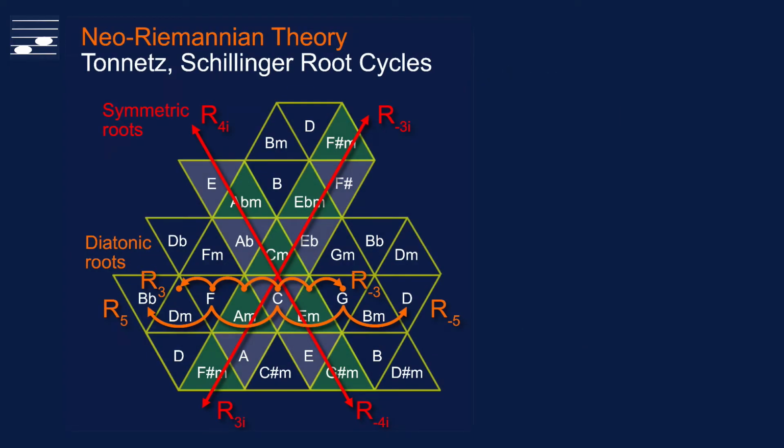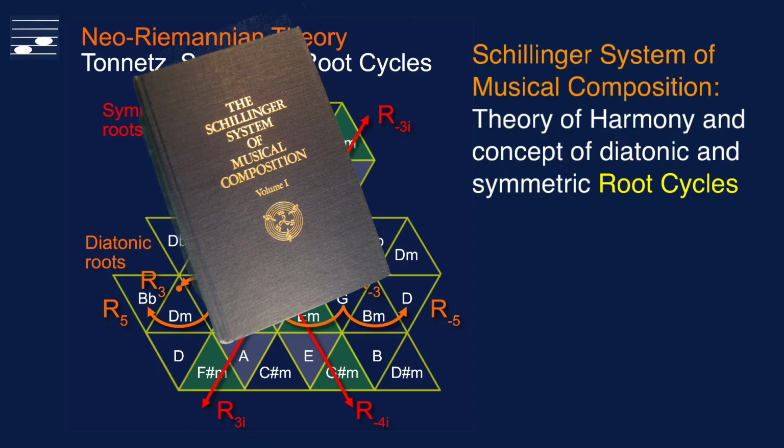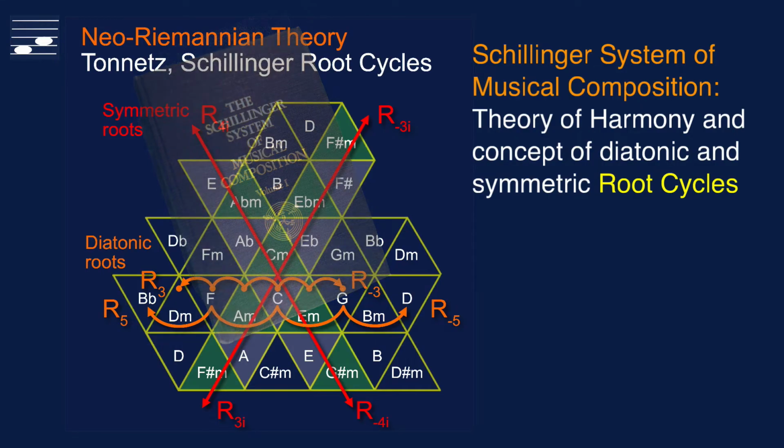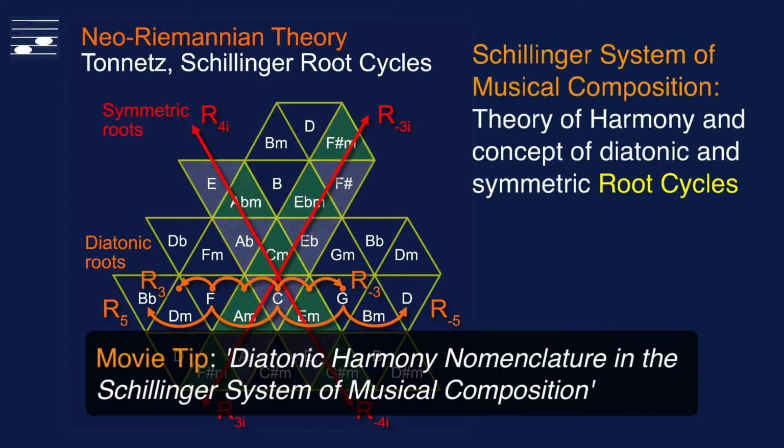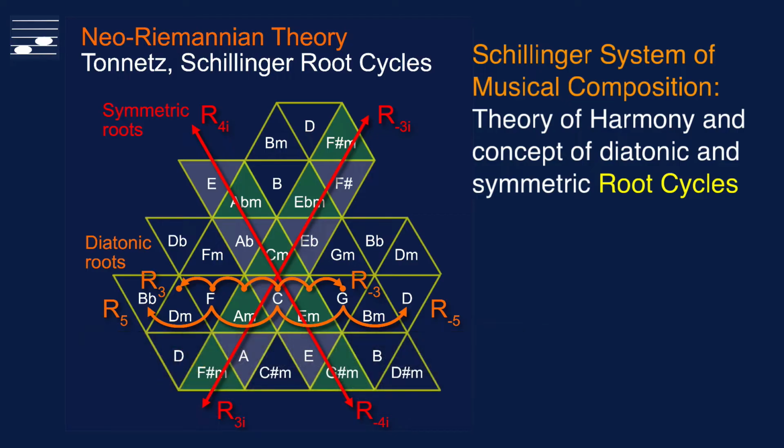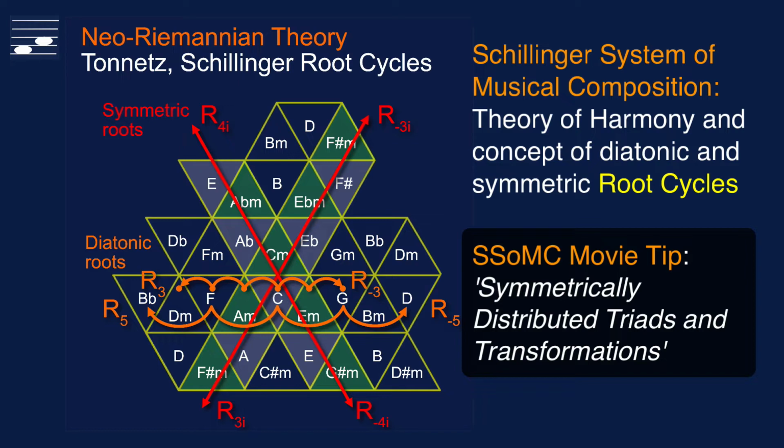Here I've marked the Tonnetz diagram with root cycle patterns, a theory of harmony concept in the Schillinger system of musical composition, and that I've discussed in so many other videos on this channel. There is a nomenclature introduction tutorial that you may want to watch when you are unfamiliar with the system. In this episode I'll show the equivalence between Riemann transformations and Schillinger root cycles in the diatonic and symmetric harmony system. The latter subject is also covered by a separate video.